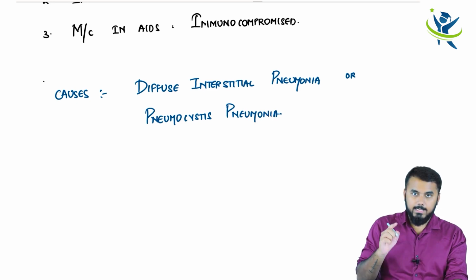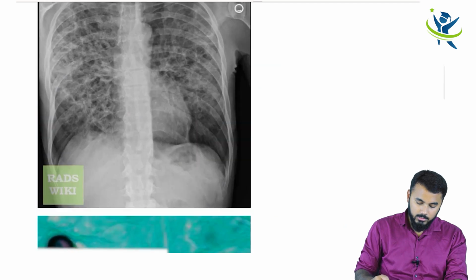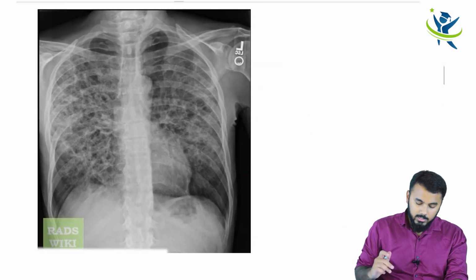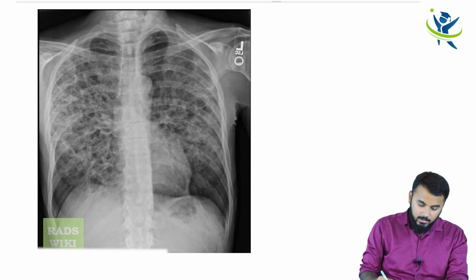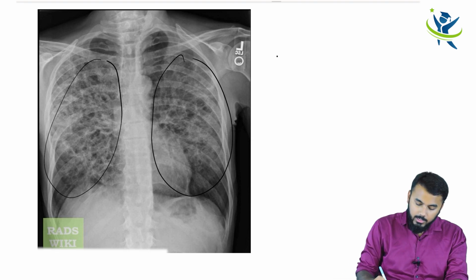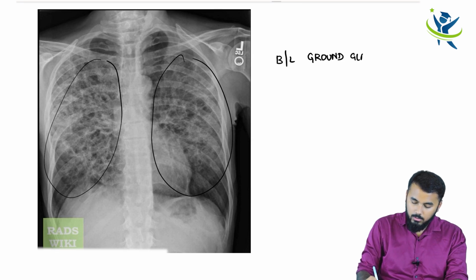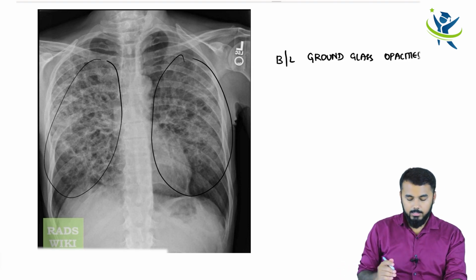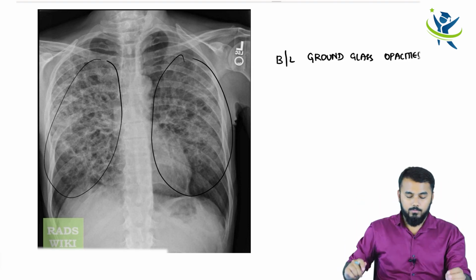If you look at the X-ray of this Pneumocystis pneumonia, this is how the X-ray looks. In this X-ray, there are ground glass opacities on the right side of the lung as well as on the left side of the lung, right? So there are bilateral ground glass opacities. You can very clearly see ground glass opacities on both sides of the lungs.